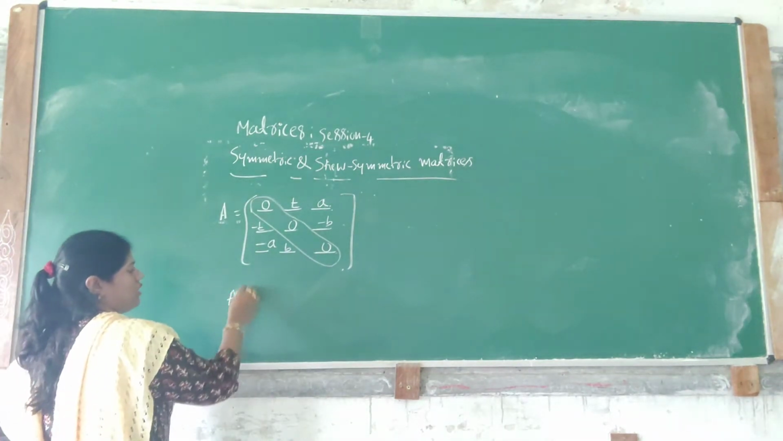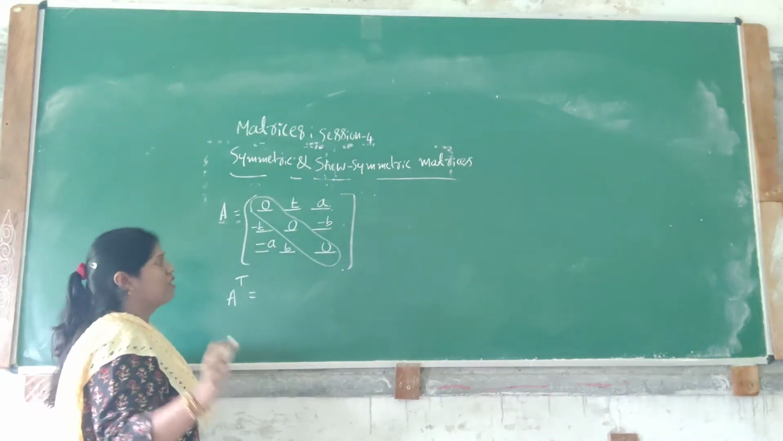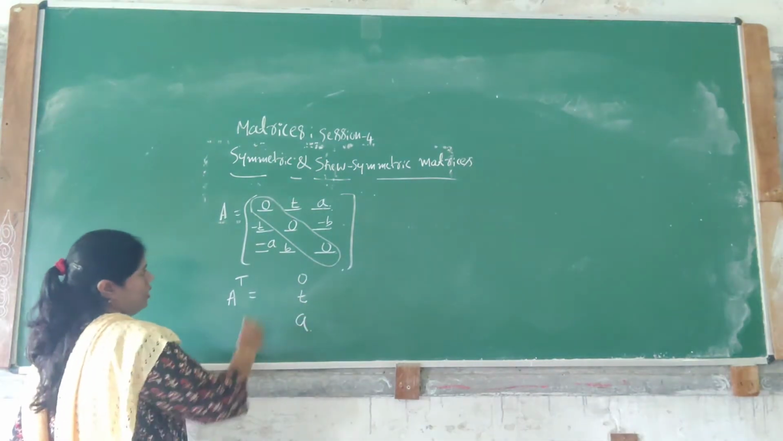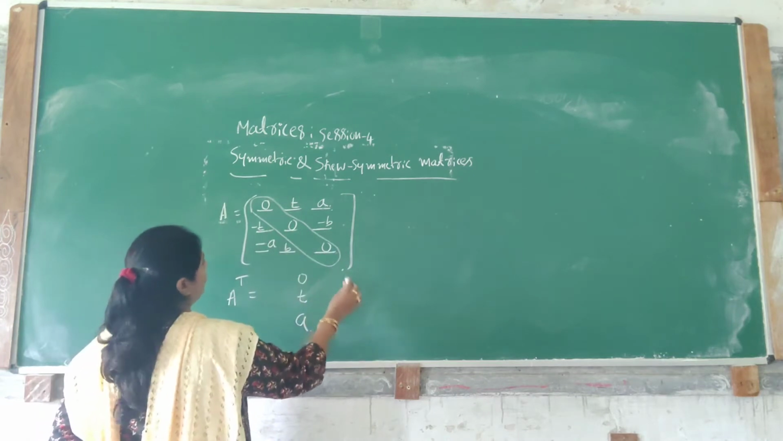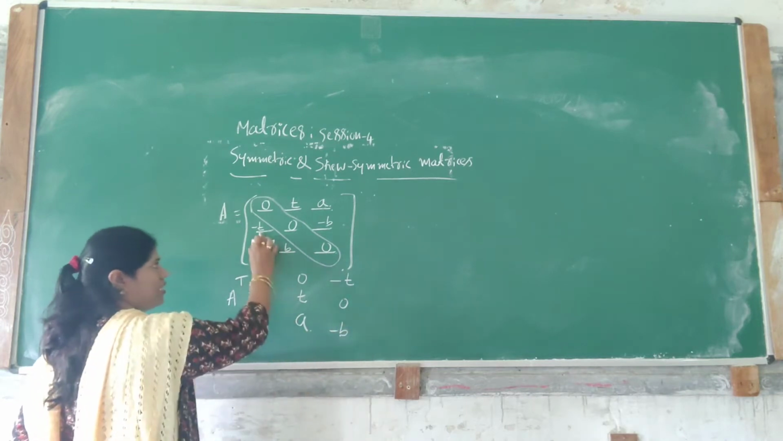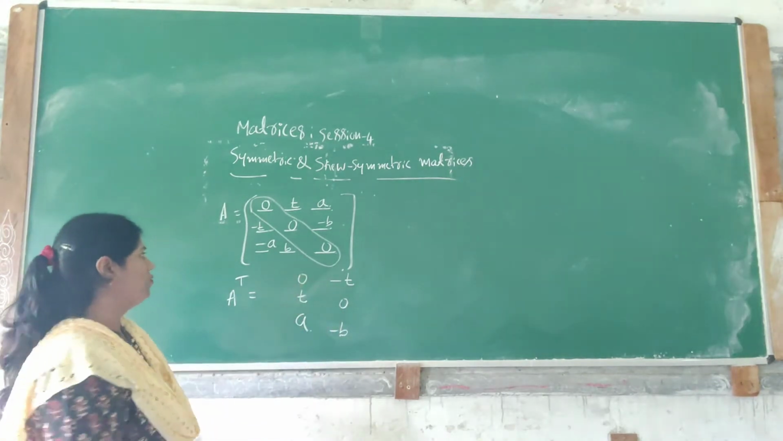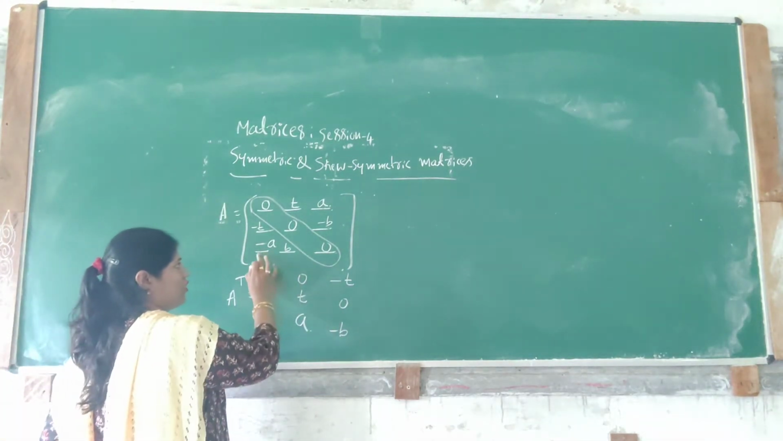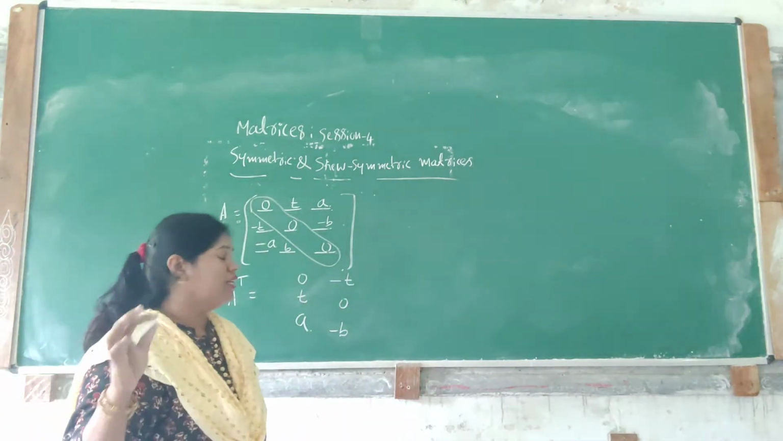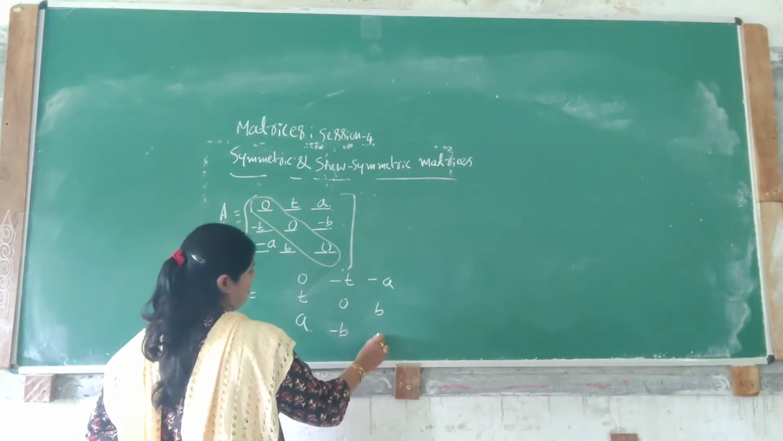Now transpose. A dash is equal to 0 T A. It is in the first horizontal line, so we have to write it in the first column. 0 T A. Next, minus T 0 minus P. It is in the second horizontal line, so we write it in the second column. Next, the third horizontal line is which one? Minus A, B, 0. It is in the third horizontal line, so we write it in the third vertical line. So minus A, B, 0.